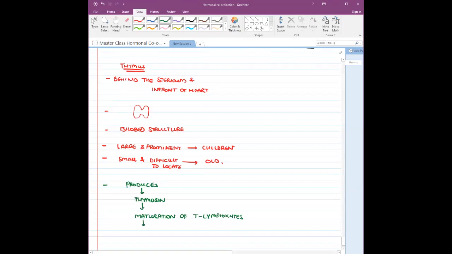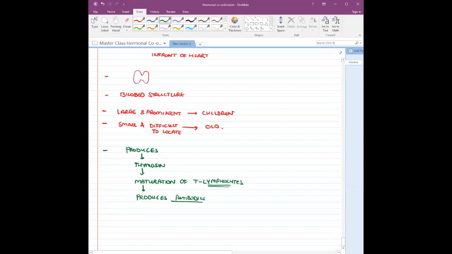But along with this, guys, what are they going to give you? They are going to make sure that they produce antibodies. See, we have already said that lymphocytes produce antibodies, right? And guys, if we talk about antibody production, this is known as humoral immunity.